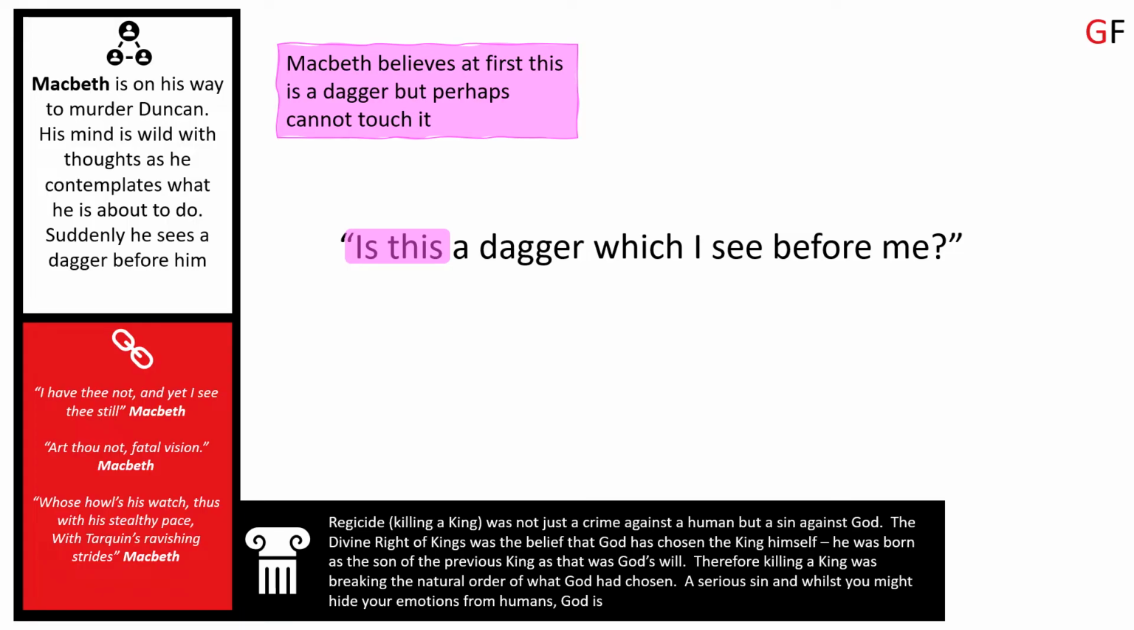Don't forget that he is on his way at this point to murder Duncan. So he's walking his way through the castle to Duncan's bedroom, his bedchamber, and he's going to murder him. And he sees this dagger.